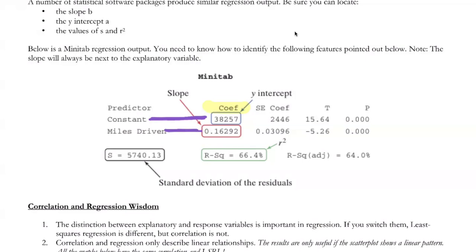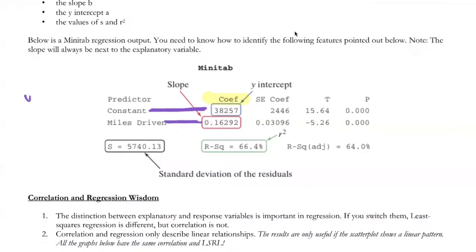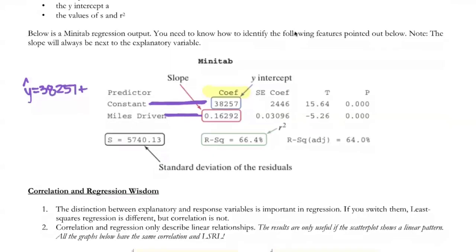And so if you wanted to, you could write the equation of the LSRL, right? So we would have y hat equals 3.8257 plus 0.16292x. So now you have a different way of getting your equation as well from this computer output.